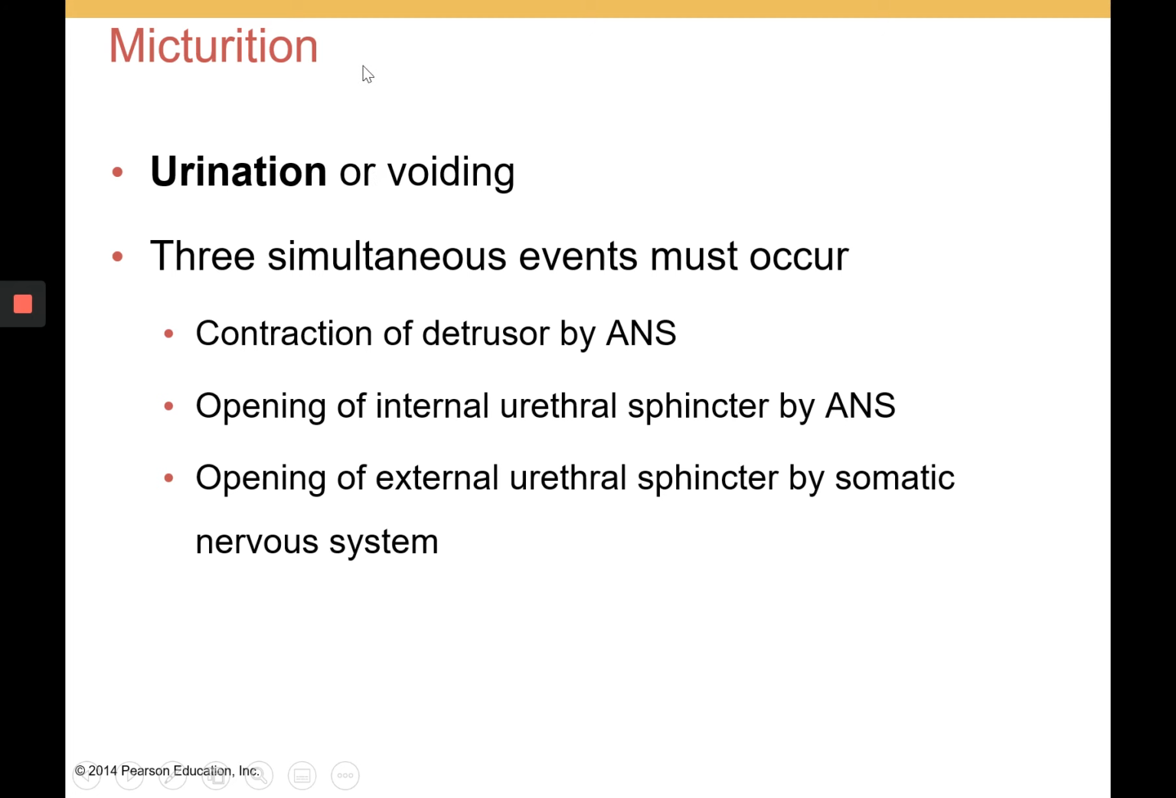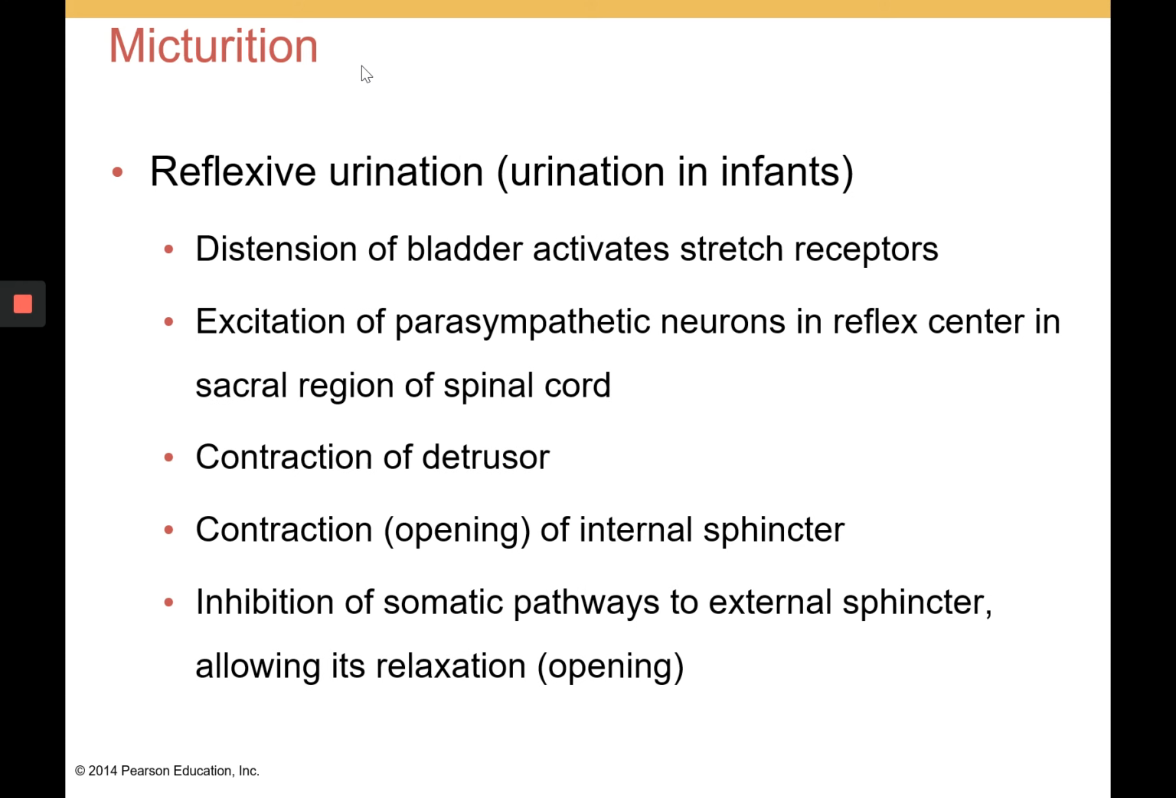We also want to mention another name for urination or voiding, which is micturition. And there are simultaneous events that occur so that micturition or urination can occur, and that's contraction of the detrusor of the bladder, opening of the internal and external urethral sphincter. Internal is going to be opened by autonomic nervous system stimulation. External is going to be opened by somatic nervous system stimulation. All three of those things have to occur in order for micturition to occur in an adult.